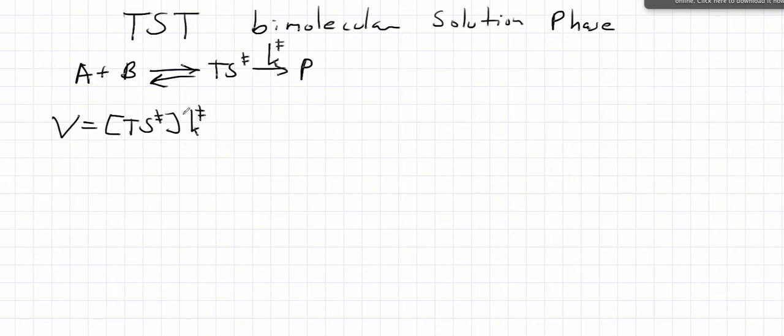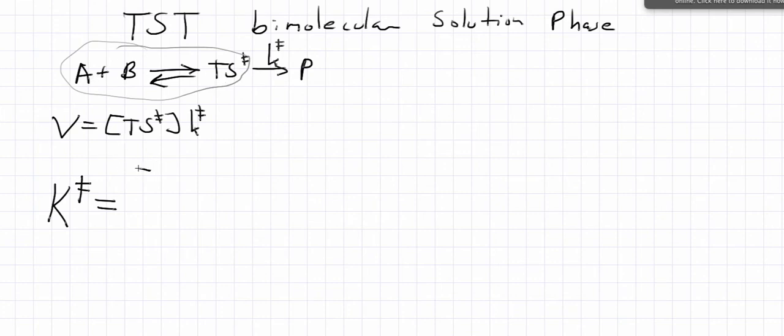So we need to know this. We also need to know the concentration of transition state. So let's take each of these pieces in turn. Let's do concentration of transition state first. Well, we can look at this part and say, oh, we've got this quasi-equilibrium going on here. And so let's write a sort of transition state equilibrium constant for that forming the transition state.